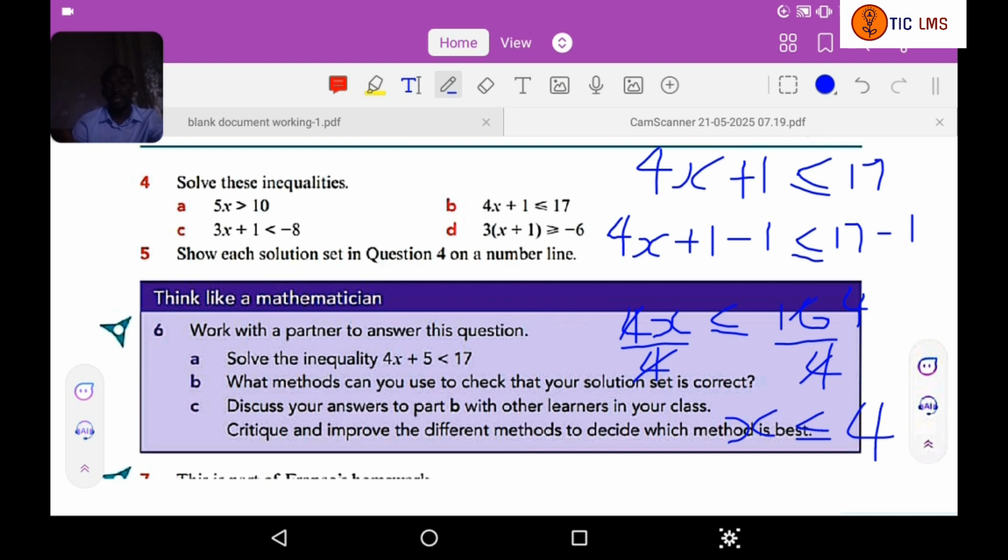And what are the values that are less than or equal to 4? We're going to start from 4. We have 3, we have 2, 1, and so on and so forth. Okay, so we move on to C.